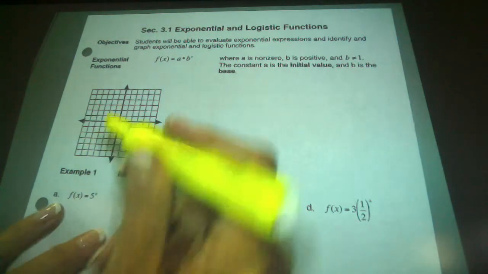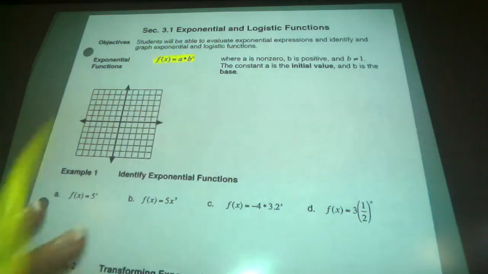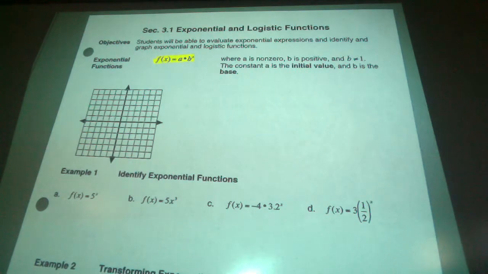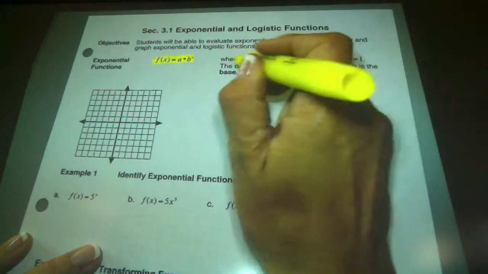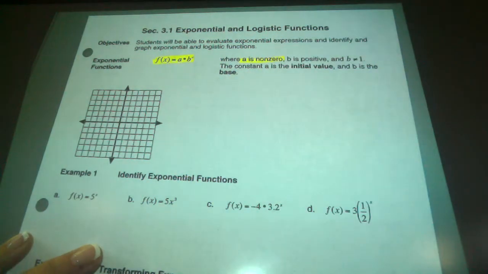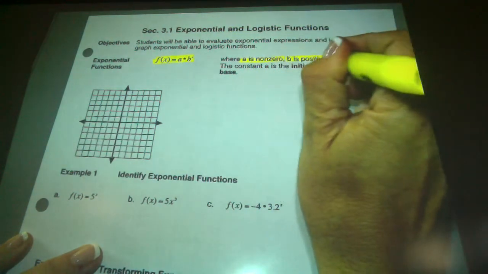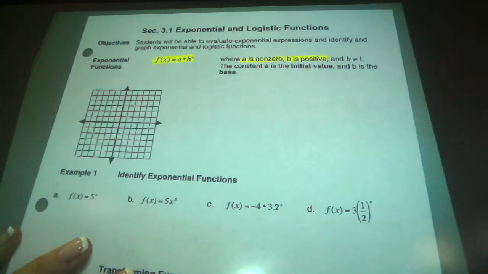So for exponential functions, they come in this form: something times something raised to the x power. The a and the b are both numbers, so it has to be a number times some number raised to the x power, where a is not 0, because if a is 0, then you have y equals 0, which is the x-axis. And b has to be positive, and b cannot be 1. So b will not be the number 1.